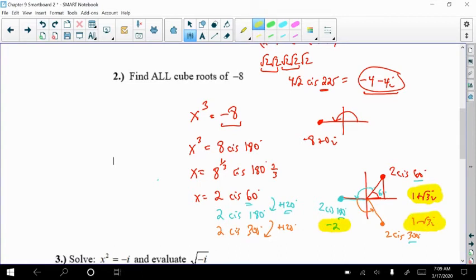Now, thinking about these complex conjugates, that should, in hindsight, make sense. I have a positive root 3i and a negative root 3i. And remember, that'll always happen. They always come in conjugate pairs as long as your original equation has real coefficients, which ours did.